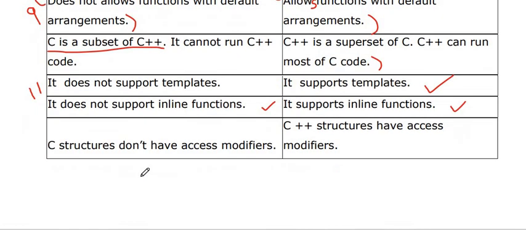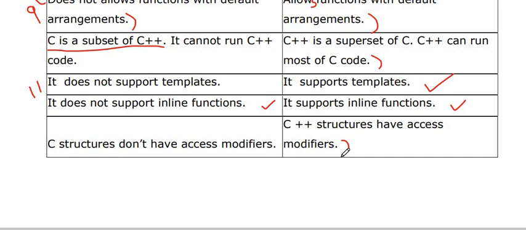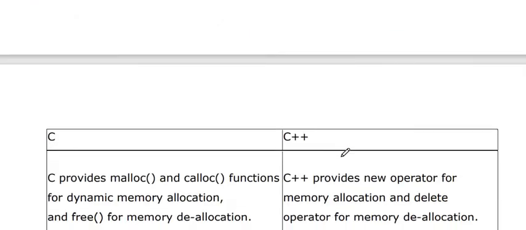Now let us see the next difference. C structures don't have access modifiers. Under the C++, C++ structures have access modifiers.